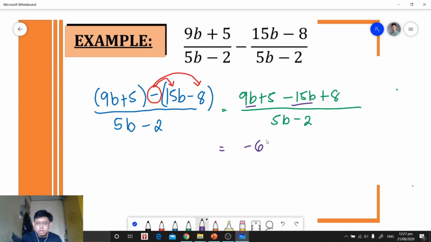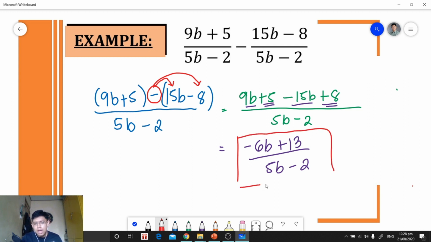So, combining like terms, we will have 9b minus 15b, that will be negative 6b. Then, we have positive 5 plus 8. So, we will have positive 13. And then our denominator is 5b minus 2. And then let's identify if we can factor our numerator and denominator. Simplify if possible. If you think we cannot factor our numerator and denominator anymore, then this will be our final answer. So we have negative 6b plus 13 all over 5b minus 2.